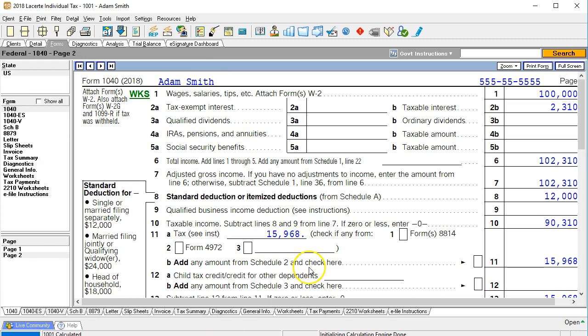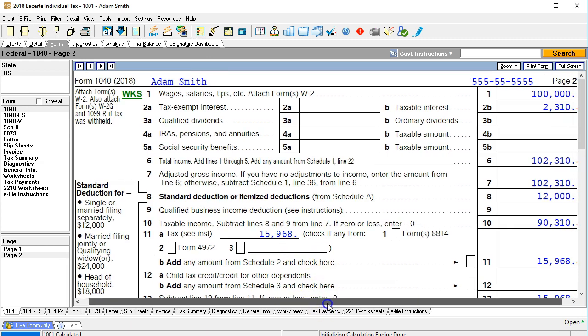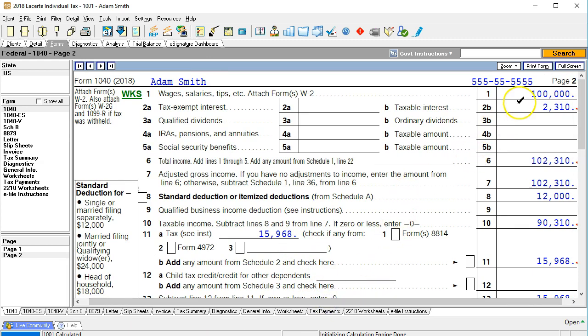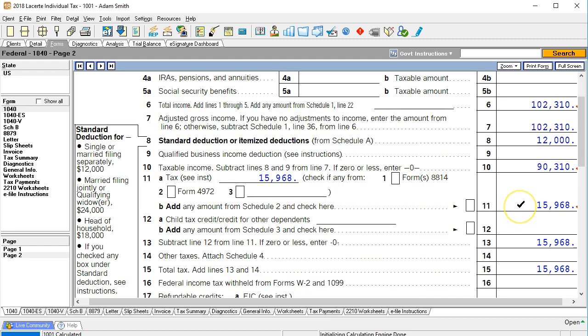What we've done now is change the scenario, increasing the interest by another 2,000. So now we can see that we're at 2,310. That would do what we would expect, bringing the 100,000 W-2 income up to 102,310. We've got the 12,000 standard deduction, 90,310 taxable income, and 15,968 would be the tax then.